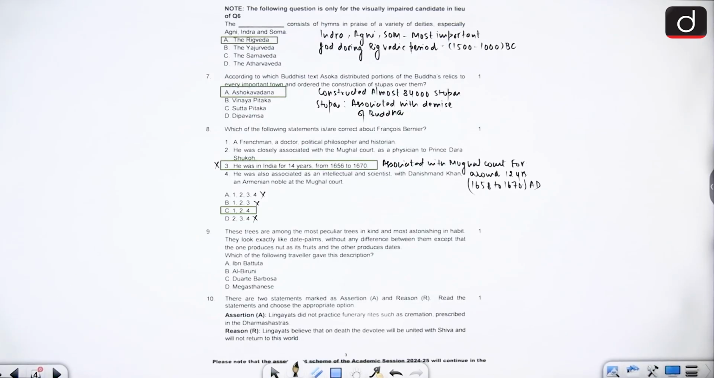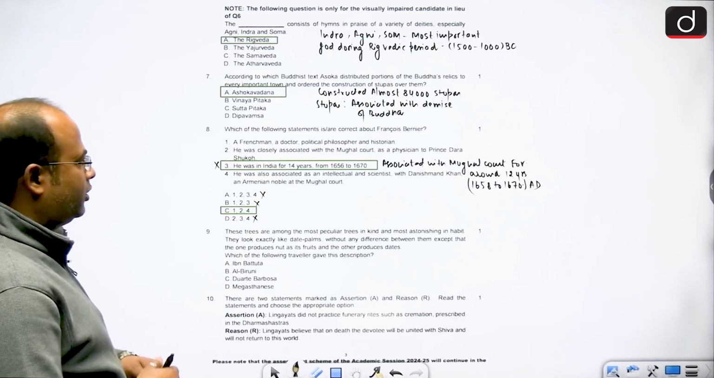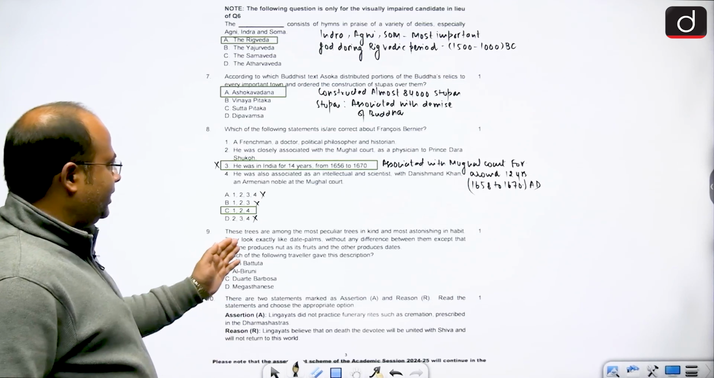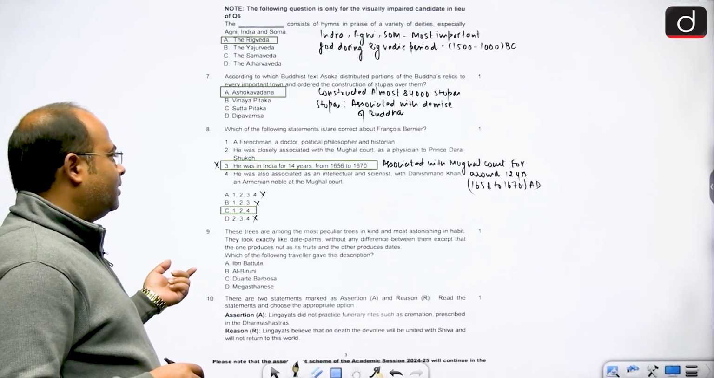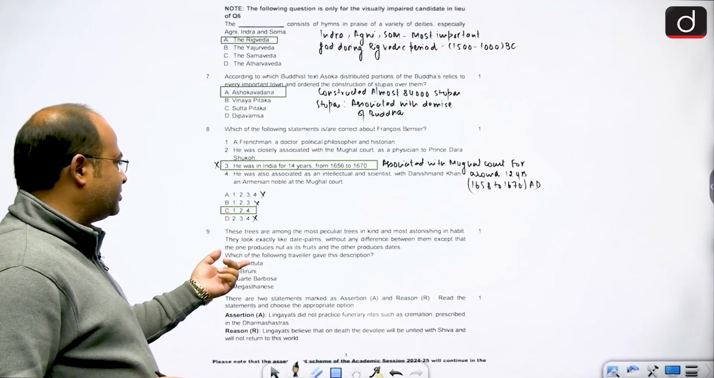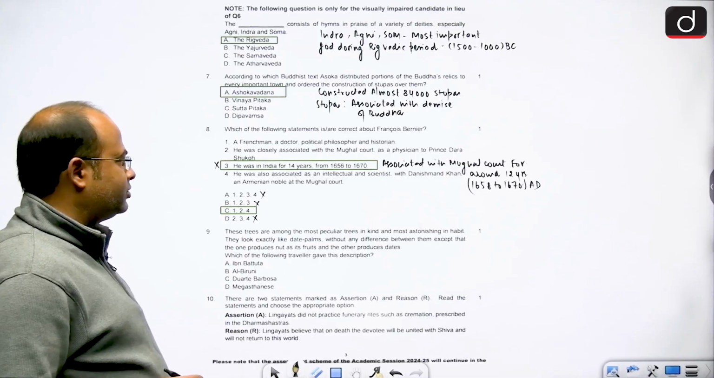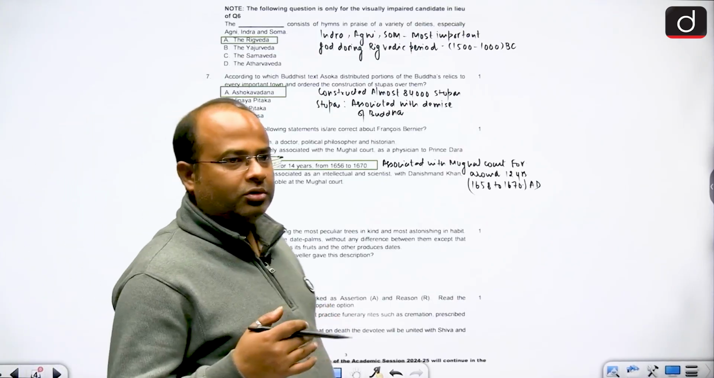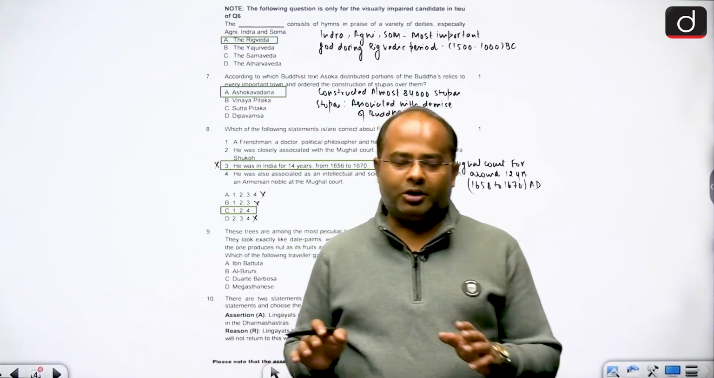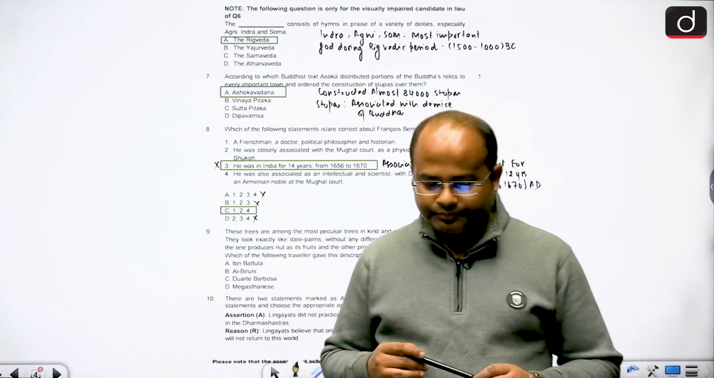Now my dear friends, come to question number 9. These three are almost peculiar kind and most astonishing in habit. They look exactly like date palms without any difference between them except one produces a nut as a fruit and the other produces dates. So they are talking about the coconut plant.